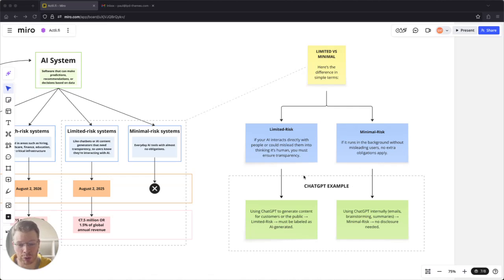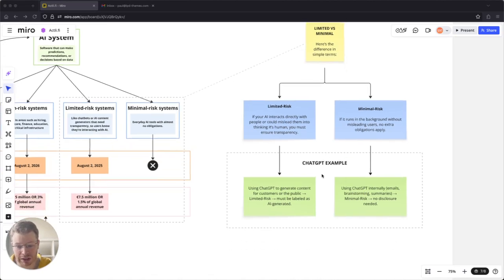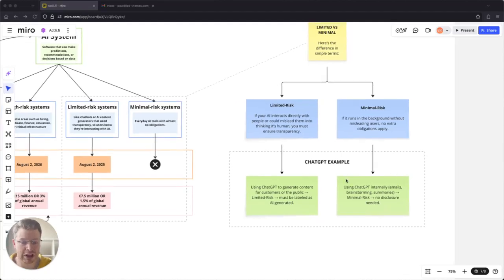Let me show this on the ChatGPT example. Let's assume you're using ChatGPT to generate content for customers or the public. In this case, it is a limited risk system, and you must label this content as AI generated. And here's another example for a minimal risk system: using ChatGPT internally for emails, brainstorming, and summaries. In this case, it is a minimal risk system and no disclosure is needed.